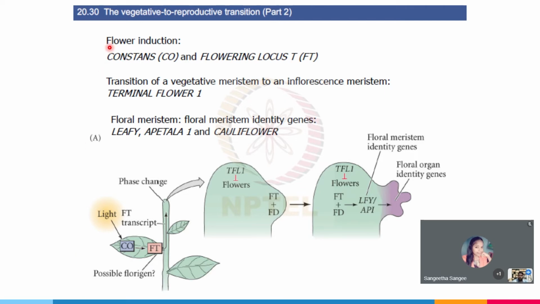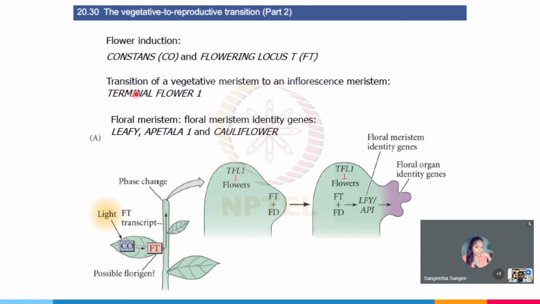So flower induction occurs by two main genes, which are CONSTANS, abbreviated as CO, and FLOWERING LOCUS T, or FT. These are the main regulators of flowering induction. Further, CONSTANS, or CO, is responsive to environmental cues such as light and temperature around the plant itself, which will signal the plant to actually go from the vegetative phase to the reproductive phase.